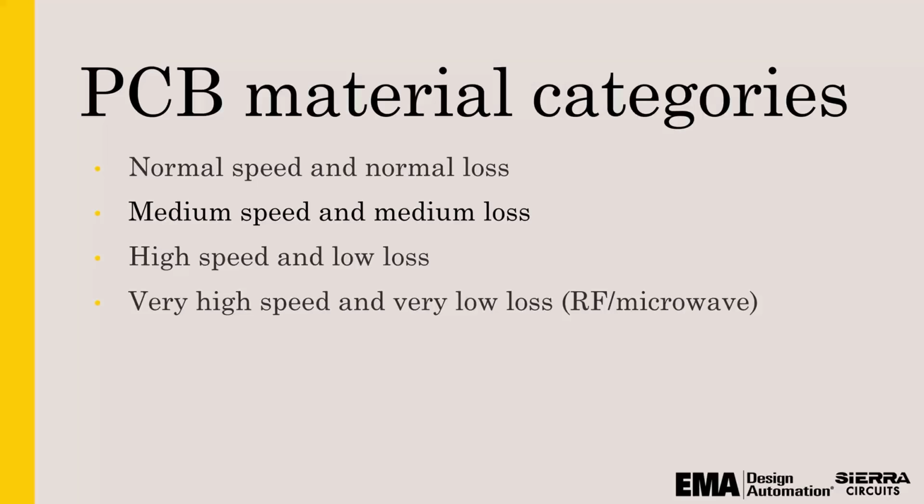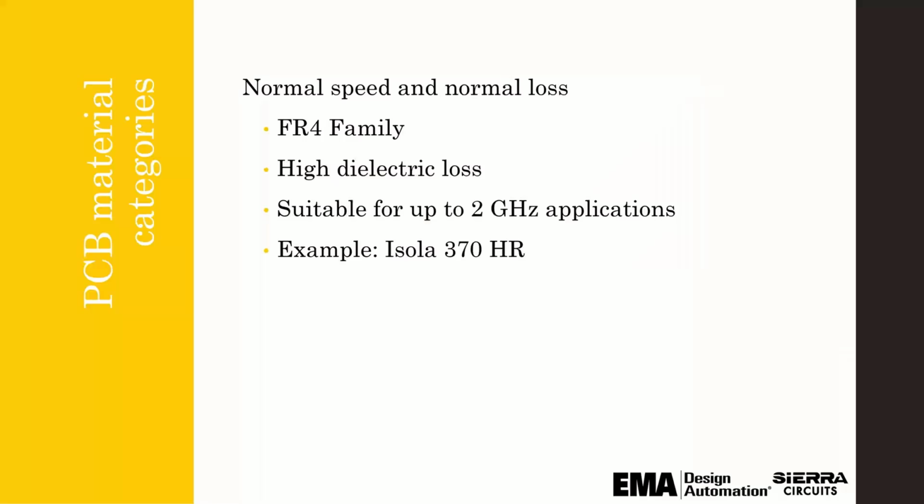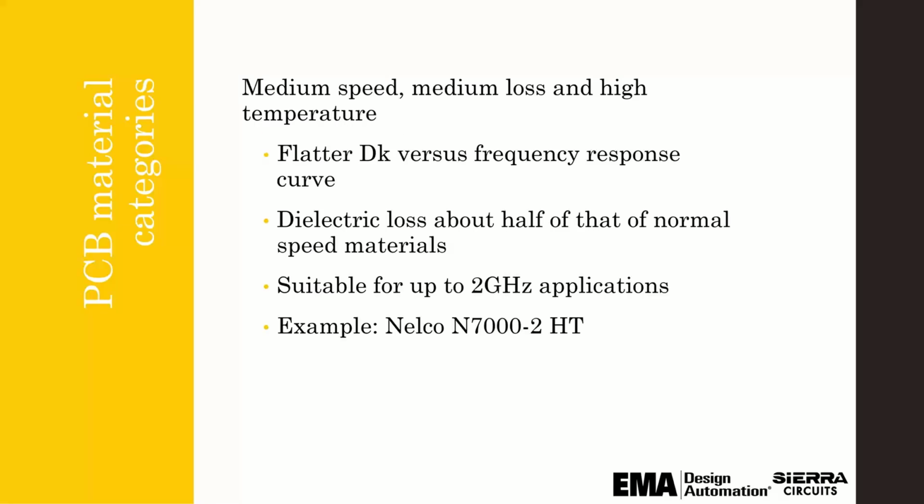So to me, it breaks down into these kind of categories for materials. So in the normal speed materials, most common PCB materials or the FR4 family, the dielectric constant versus the frequency response is not very flat, and they have a higher dielectric loss. So I would say suitable for 2 gigahertz applications. For your medium speed, medium loss, and higher temperature materials, you could go with something like a Nelco N7000-2HT, and still suitable for roughly around 2 gigahertz, maybe 2 to 5.